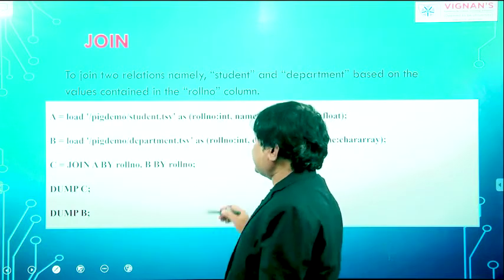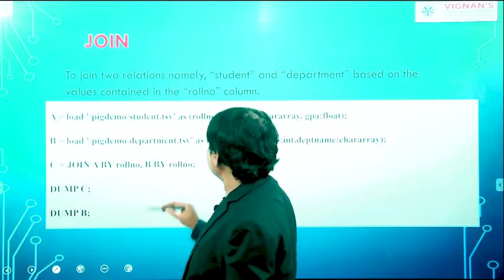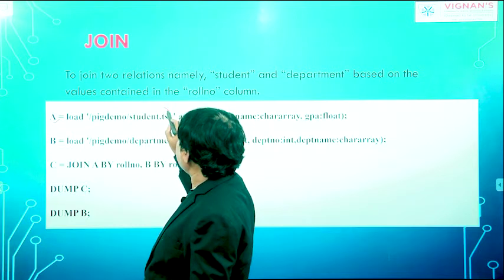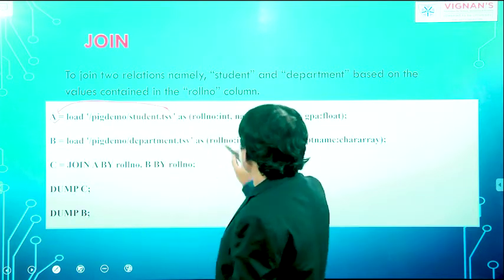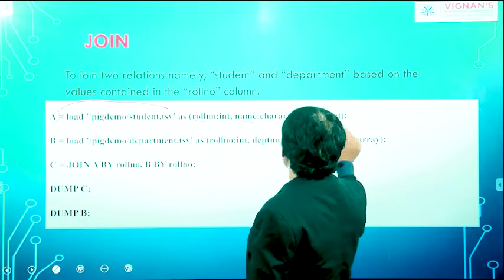Here I am going to create two relations. One relation is called A. In this relation I am going to load the data of the students. And what fields do we have? Roll number is a field, name is a field, and GPA is one field.